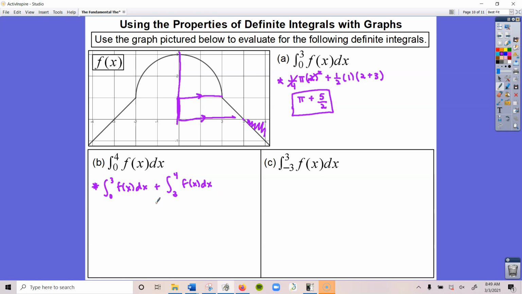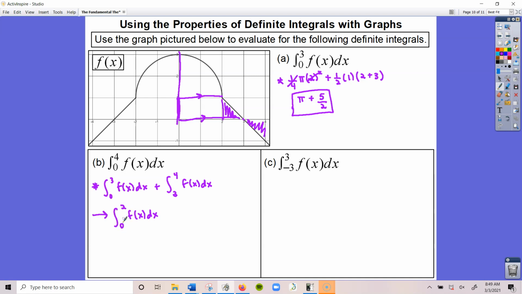Now, we can also just write this as, because this is a negative area and this will cancel out with this area here, we can also say that this integral is equal to the integral from 0 to 2 of f of x dx. Whatever way you prefer to look at it is fine. So you can take your previous answer and then just subtract the area from 3 to 4, or you can just recalculate the area from 0 to 2. It's completely up to you.